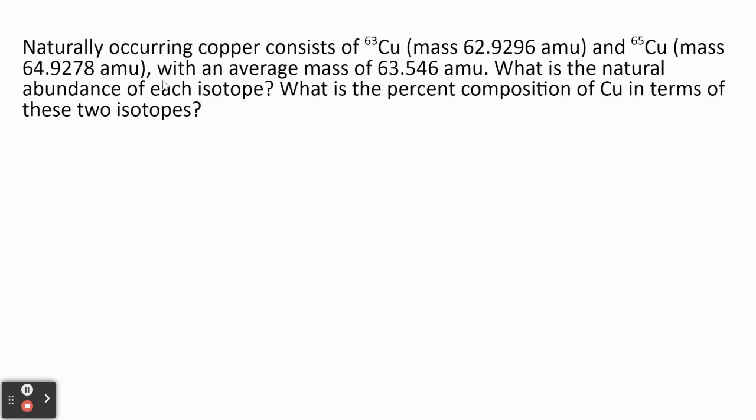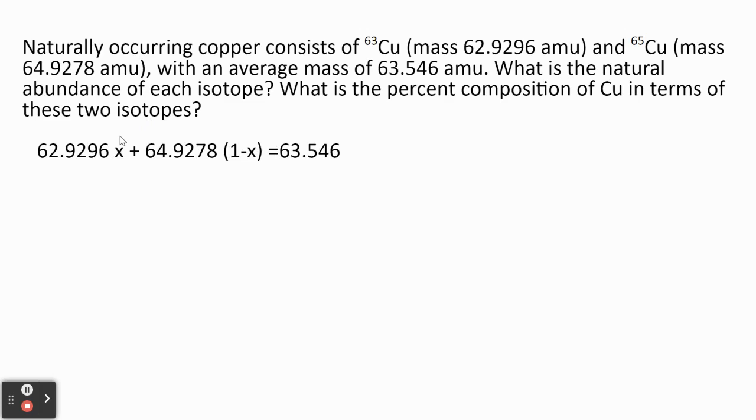Now, let's look at a different kind of question. It says naturally occurring copper consists of copper 63, and it gives us the AMU for the mass, and copper 65. It gives us the mass in AMUs. And this time it tells us what the weighted average is. We want to find out what the abundance of each of those isotopes are. So we're going to work the problem backwards. This time we know what the total is. We don't know what the percents are.